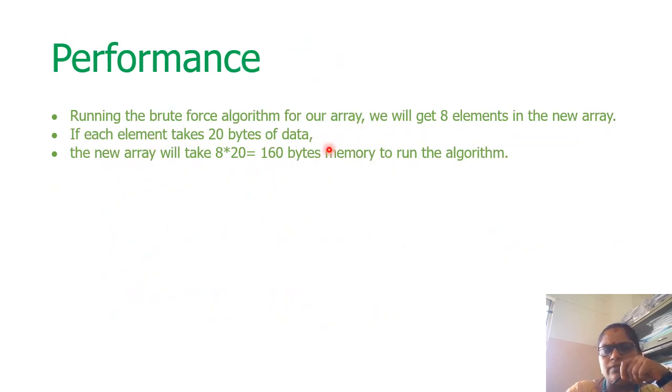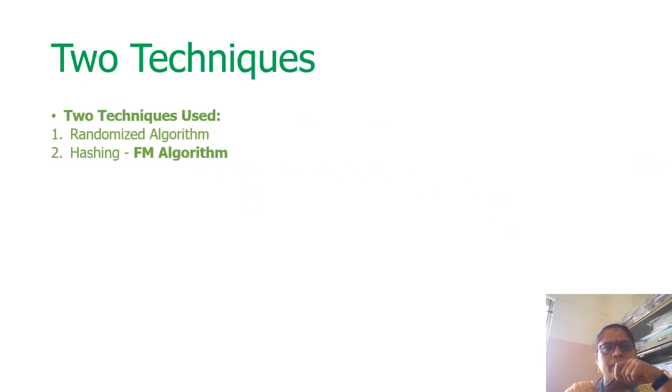So what is the performance of this algorithm? Running this brute force algorithm for our array, brute force algorithm is a step-by-step basic algorithm. It's called brute force algorithm. So we'll get 8 elements in this array, and if each element is going to take 20 bytes, then the new array should have 20 into 8, 160 bytes of memory to run this algorithm. So brute force is not that efficient for big data. So we'll be seeing two techniques. One is randomized algorithm, and the second one is our FM algorithm, which is based on hashing technique. Thank you.